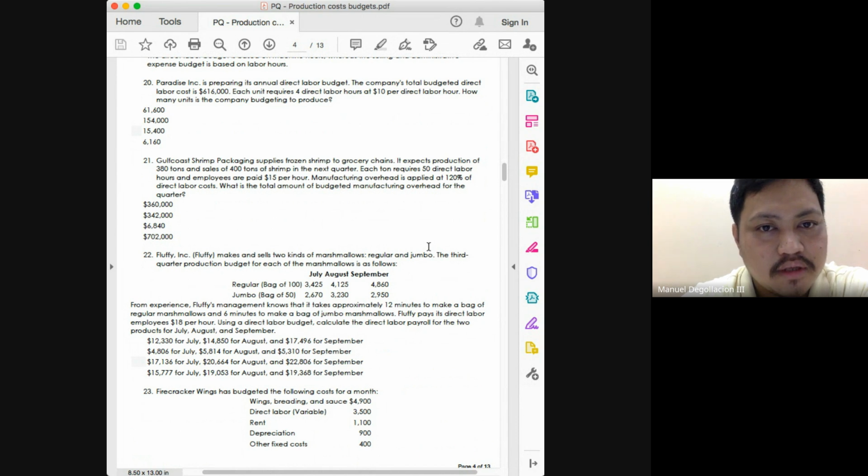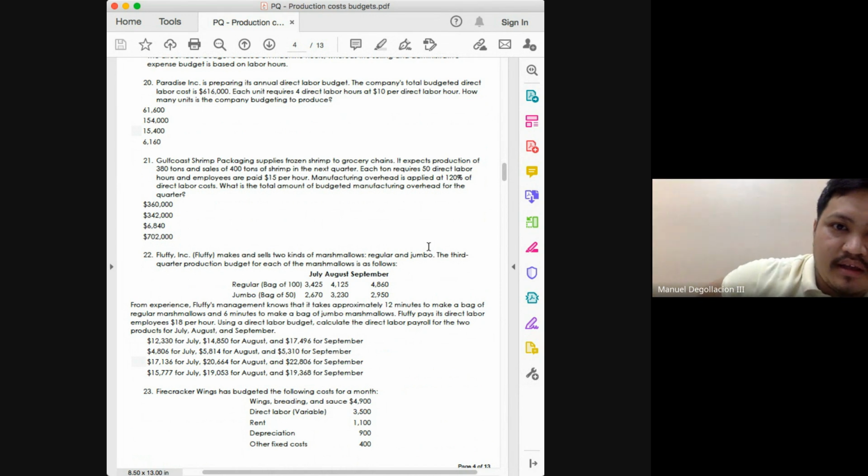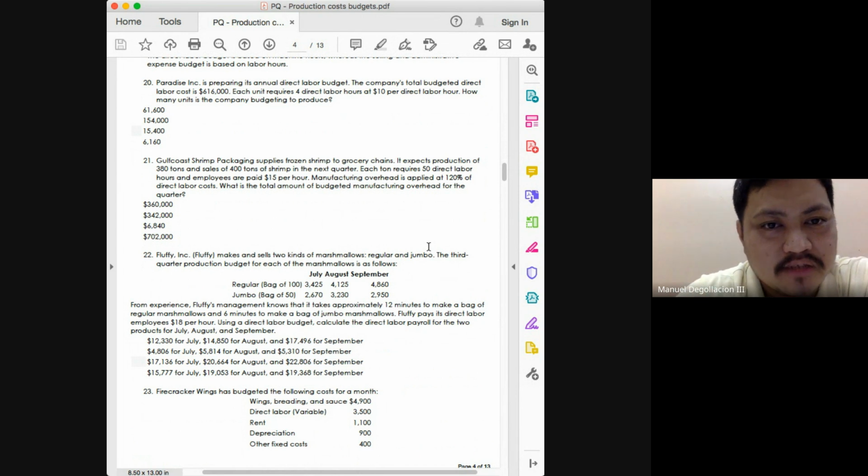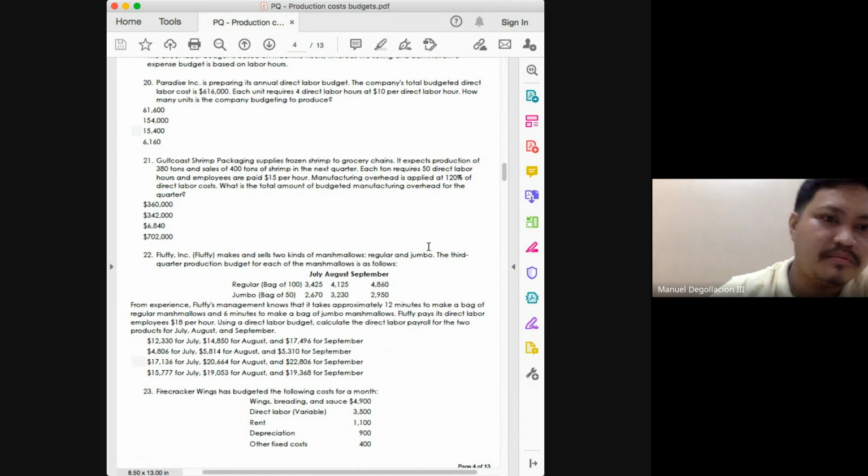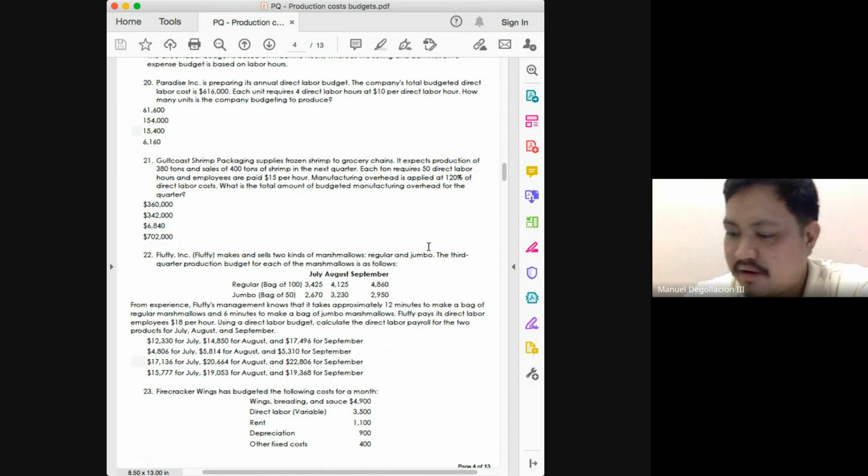It expects production of 380 tons and sales of 400 tons of shrimp in the next quarter. Each ton requires 50 direct labor hours and employees are paid 15 per hour. Manufacturing overhead is applied at 120% of direct labor cost.